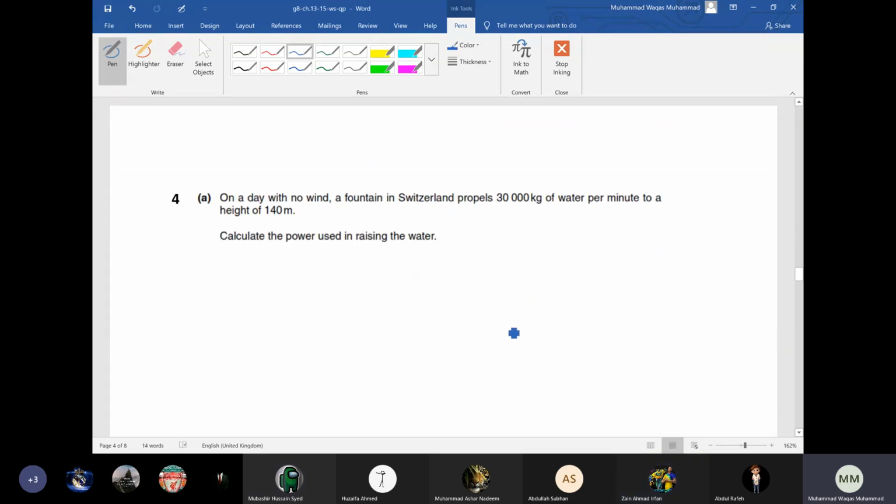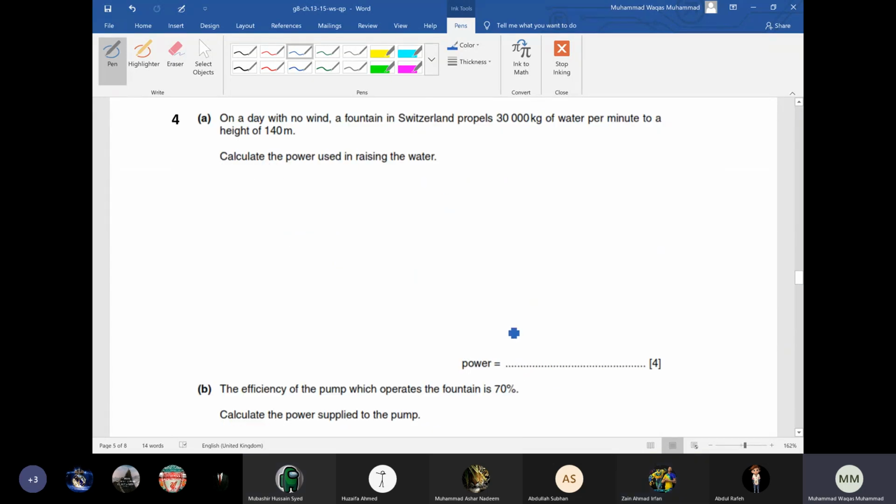Next question, beta. On a day with no wind, a fountain in Switzerland propels 30,000 kilogram of water per minute to a height of 140 meter.